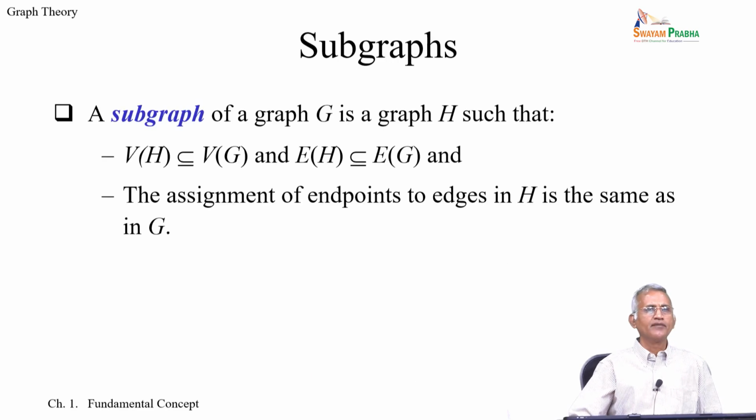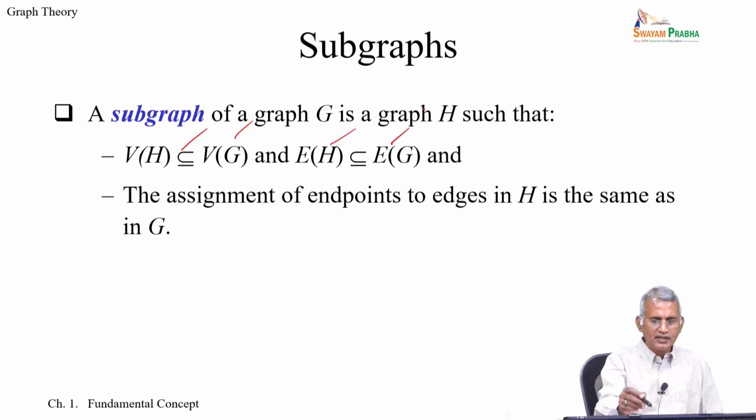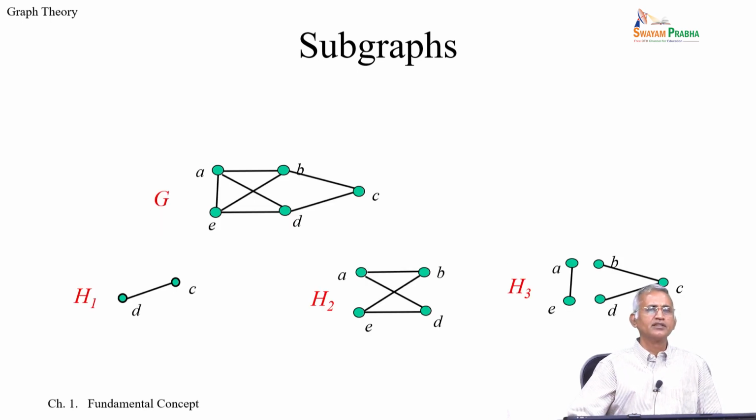Next, subgraph. A subgraph of a graph G is a graph H such that V of H is a subset of V of G. The vertex set is a subset of the vertex set of G. The edge set is a subset of the edge set of G. The assignment of endpoints of each edge is the same as in G. So, this is a subgraph.